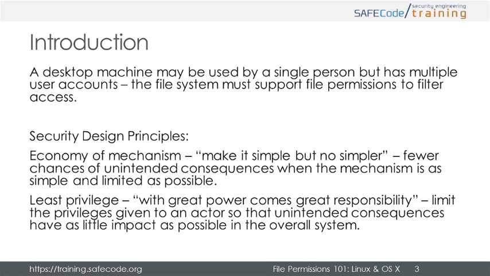There are two guiding security design principles to always keep in mind when addressing file permissions. First, economy of mechanism, which states that we should use a mechanism that is as simple as possible to enforce security, but not simpler. Second, least privilege, meaning each process or actor in the system should be given the least amount of privileges necessary to do their job. This minimizes the damage possible if a process is subverted or a user impersonated, for example. We are now going to do a quick review of the basics.